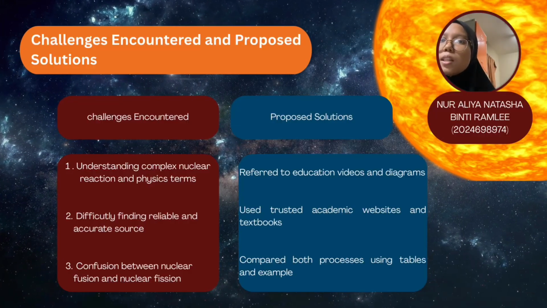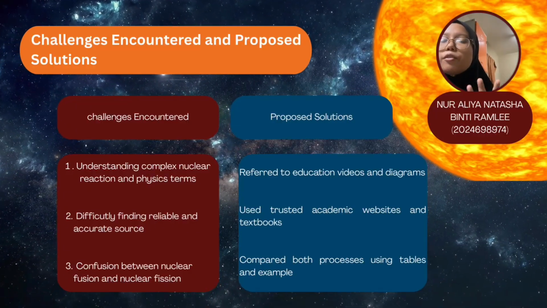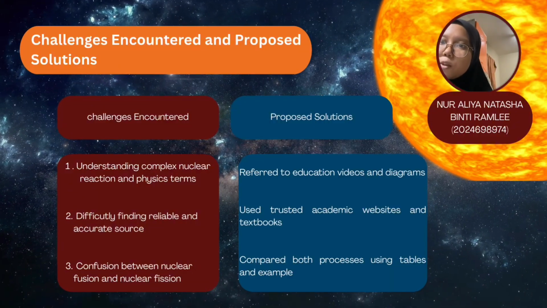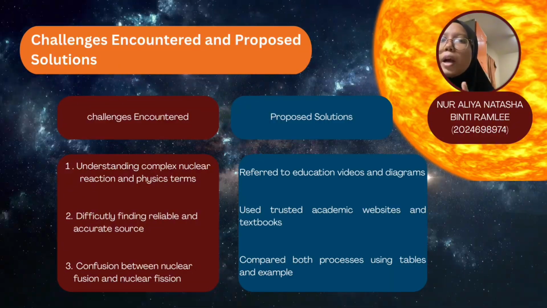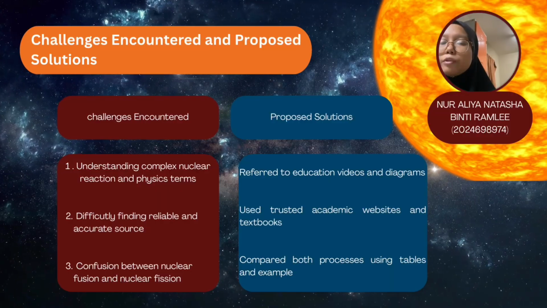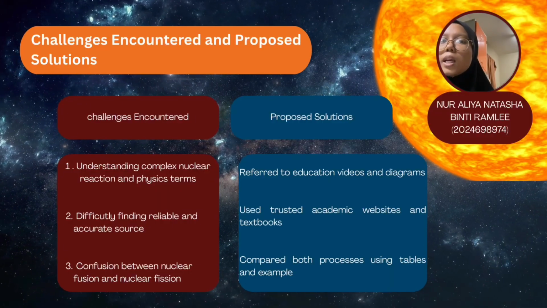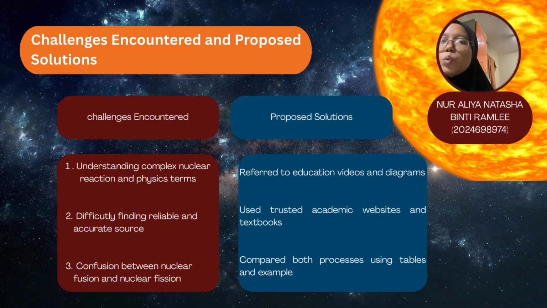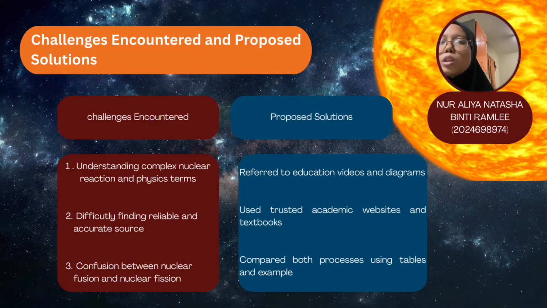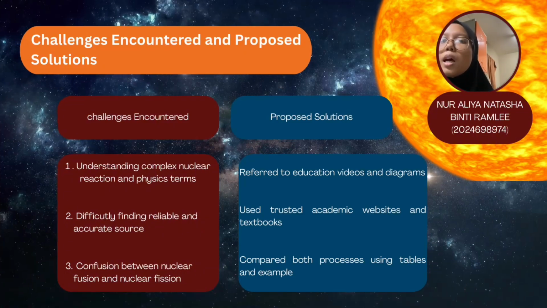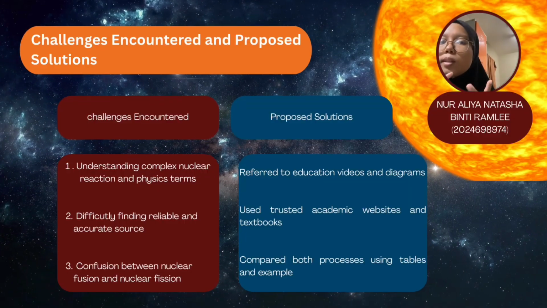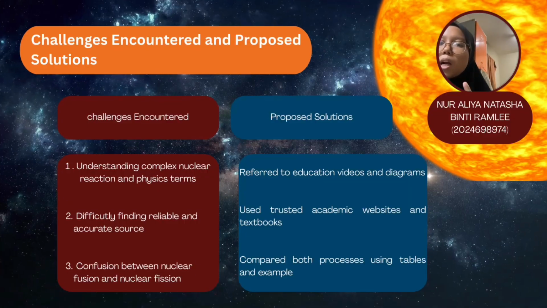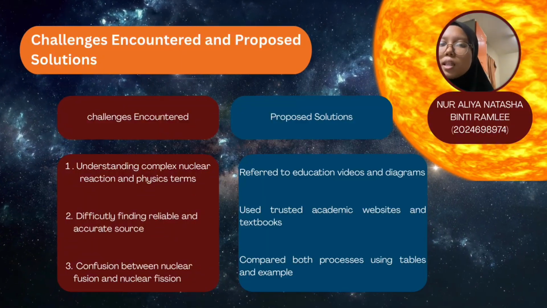The first challenge was understanding complex nuclear reactions and difficult physics terms. To solve this problem, we referred to education videos, diagrams, and simple explanations from trusted sources. The second challenge was finding relevant and accurate sources of information. We overcame this by using trusted academic websites, scientific articles, and textbooks. The third challenge was confusion between nuclear fusion and nuclear fission because both processes involve nuclear energy. To solve this, we compared both processes using tables, examples, and diagrams to clearly identify their differences. This challenge helped us improve our understanding and research skills throughout this project.